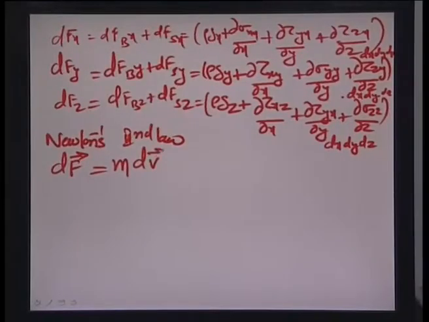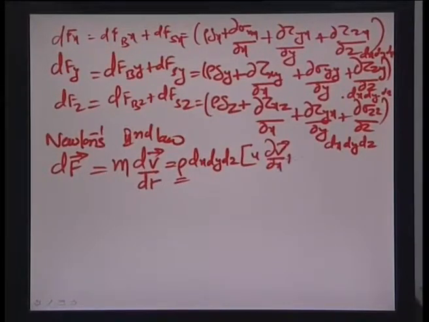So in this particular case you can represent this as m d velocity vector with respect to time, which is nothing but rho dx dy dz, which is the elemental volume, rho being the density. We assume rho does not vary with t, so it's essentially an incompressible case. So times u del v by del x plus v del v by del y plus w del v by del z plus del v by del t.